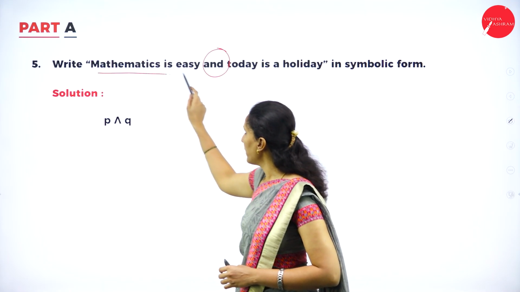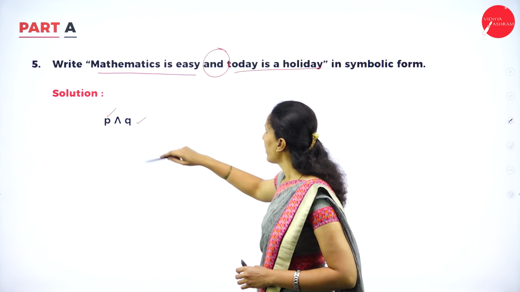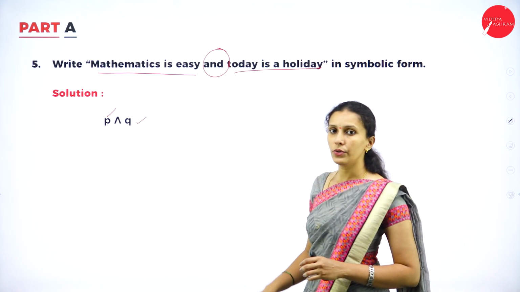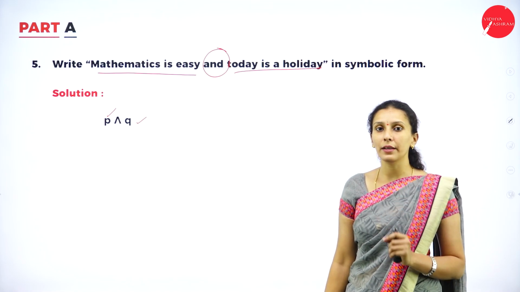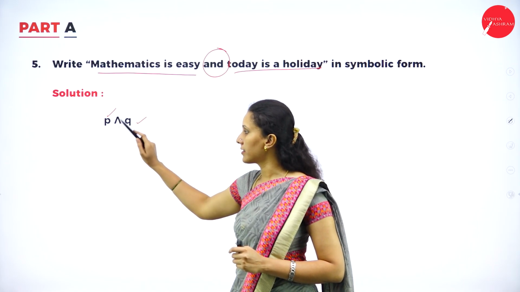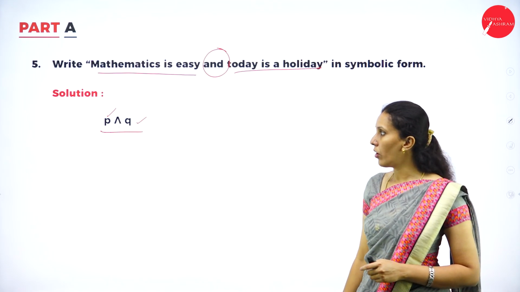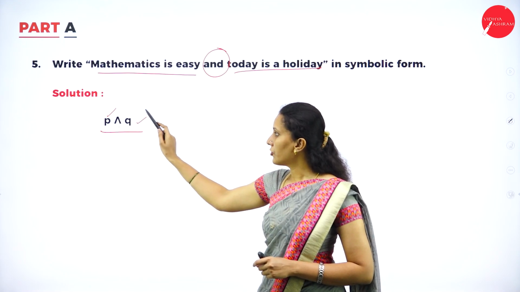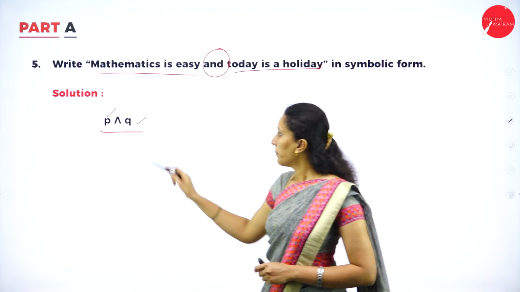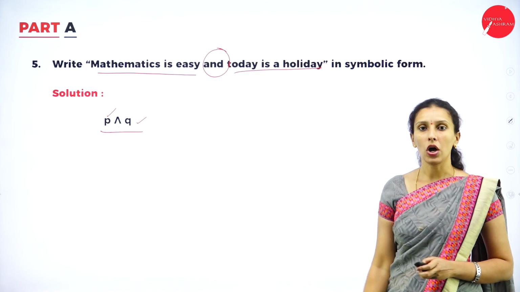One statement can be taken as P, another statement can be taken as Q. And here the connective used is "and". And is nothing but conjunction. So for conjunction, the symbol used is this. Hence we can write the given statement in the symbolic form P conjunction Q, where P is "mathematics is easy" and Q is "today is a holiday".